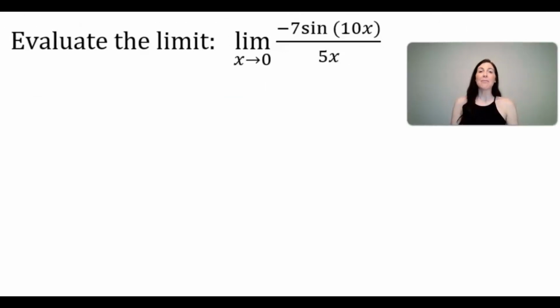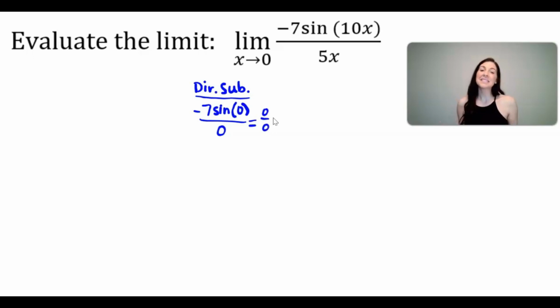The first step that I do whenever I am given any limit problem is I always start with direct substitution. And direct substitution means to directly substitute in the x value of 0 into this problem. So I would have -7 sine of 0 divided by 0. I already see this is going to give me a problem with 0 in the denominator. The sine of 0 is 0, so I would have -7 times 0, or 0 divided by 0.